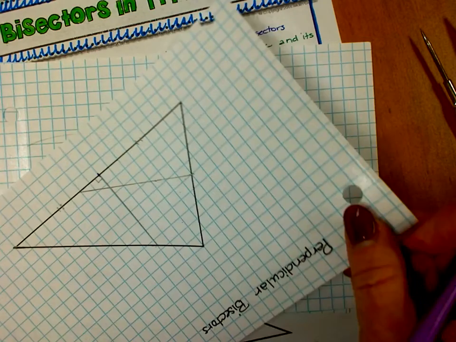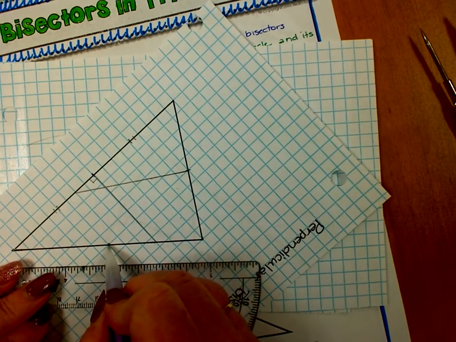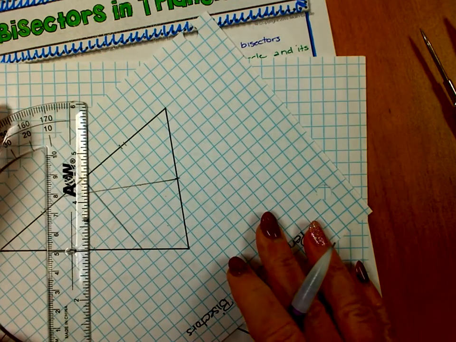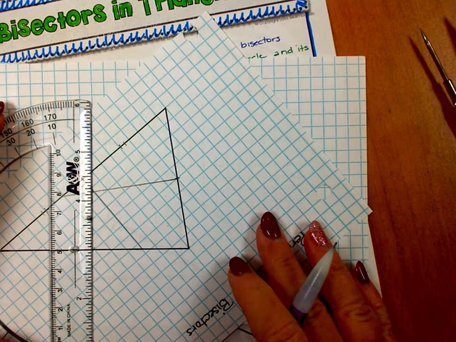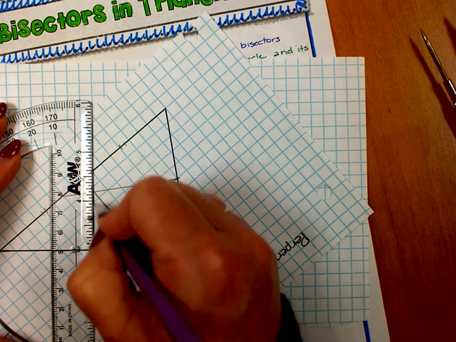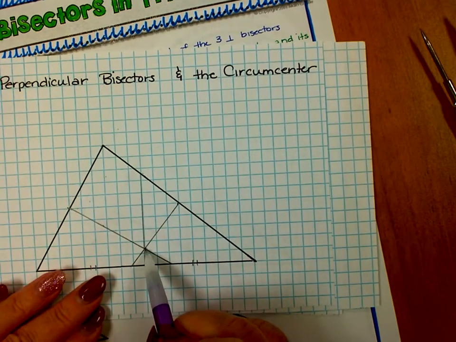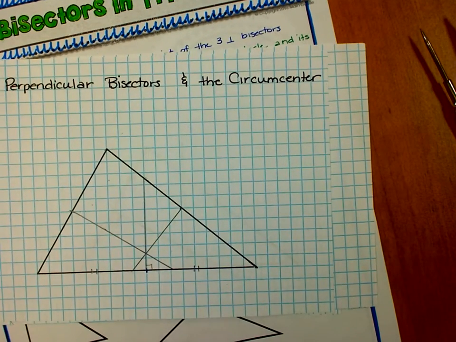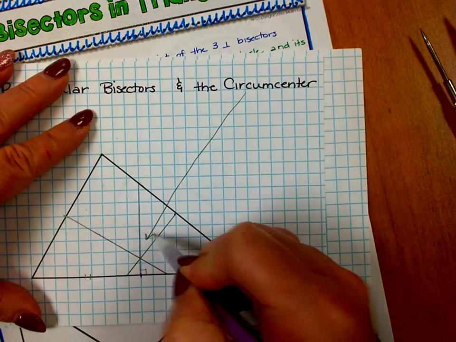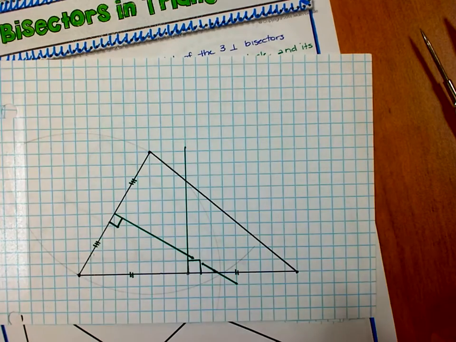And then finally the last one, if we measure this, it looks like it's going to be right about there. And when we line up our perpendicular lines across the side, you can tell that this is pretty close to perfect because it lined up exactly in one spot. That's going to be our circumcenter. So circumcenter is going to be right there at that point. So those are our three perpendicular bisectors.